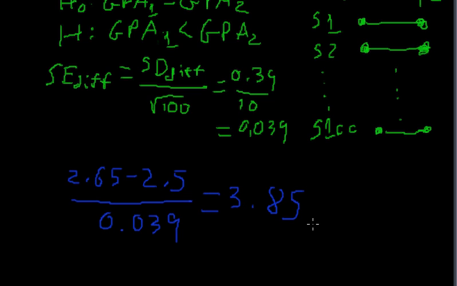And this is big. The p-value is very small, so you can just look this up on the table. P-value small. So what does that mean? It means we reject the claim that they have the same GPA the first and the second year, and this provides evidence that the GPA does indeed go up after the first year.